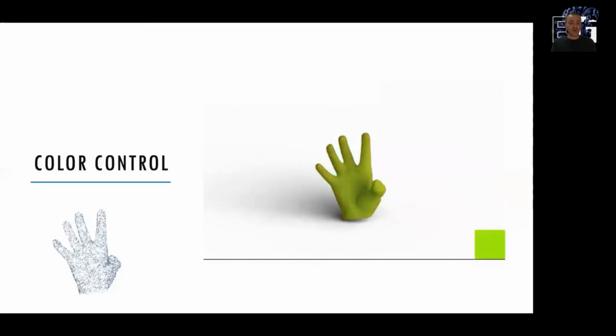Our basic controls allow for setting the color of the visualization as well. Here you can see the result of our method when changing the input color control. Notice how the geometric structure and shadows remain constant, while the only thing that's changing is the color of the visualized shape.